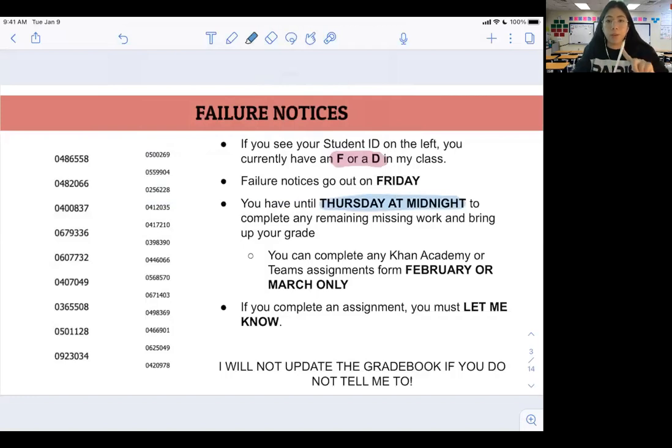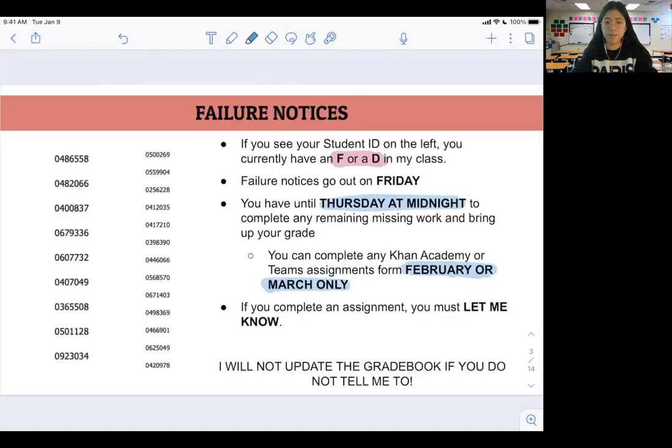You can complete old Khan Academies, you can complete old Teams assignments, but the most important thing is that I'm only grading assignments that were from February or March. So don't go too far back, because it's not going to help you out. Only assignments from February or March.